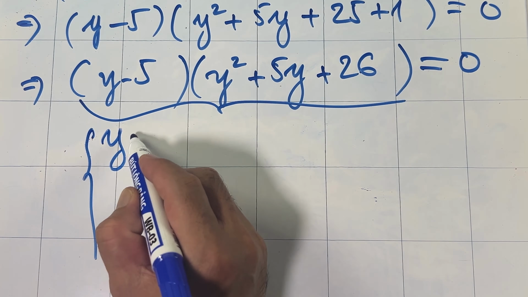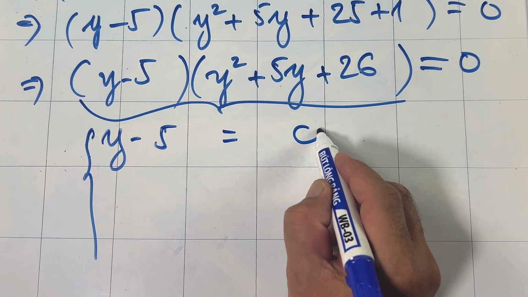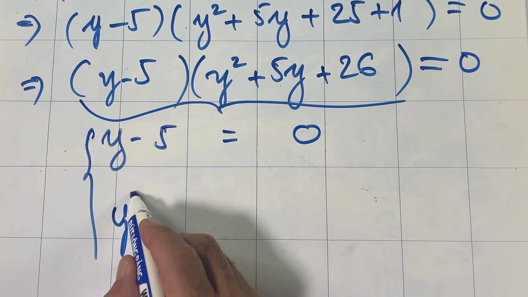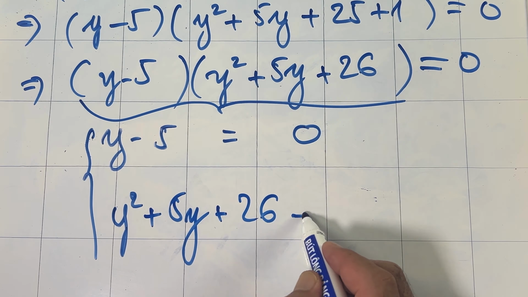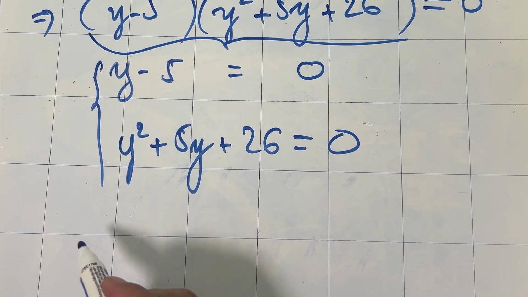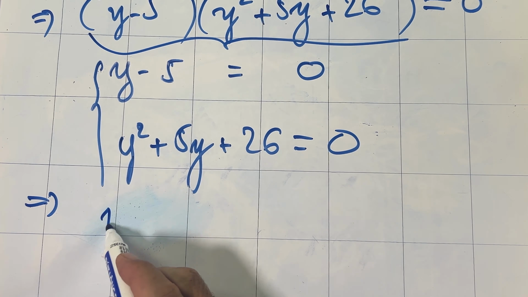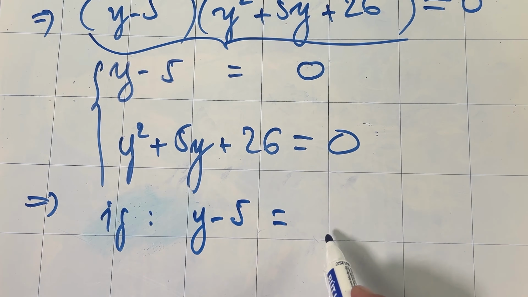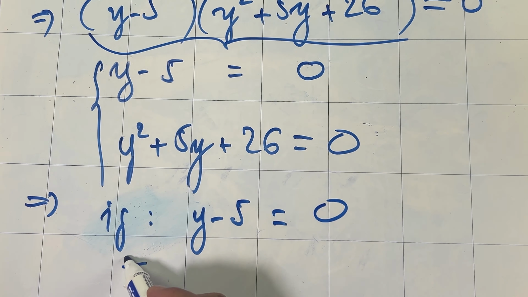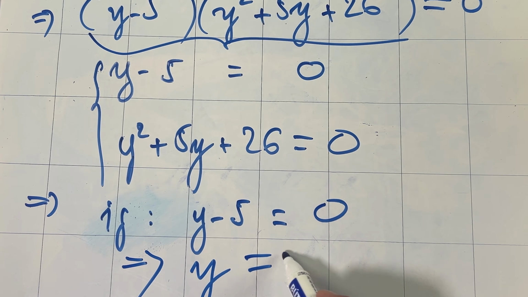This equation will have two cases. The first is y minus 5 equals 0, or y squared plus 5y plus 26 equals 0. So if y minus 5 equals 0, then we will have y equals 5. That is the first solution.